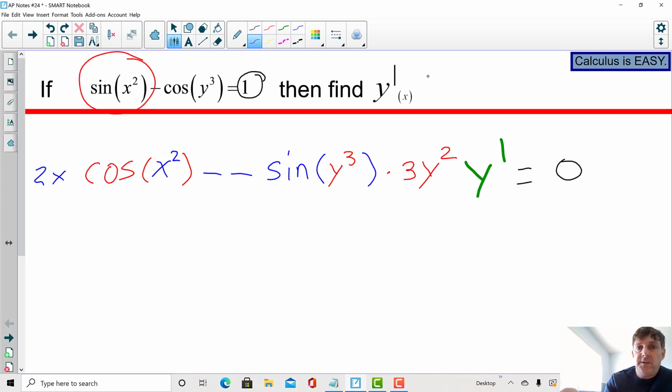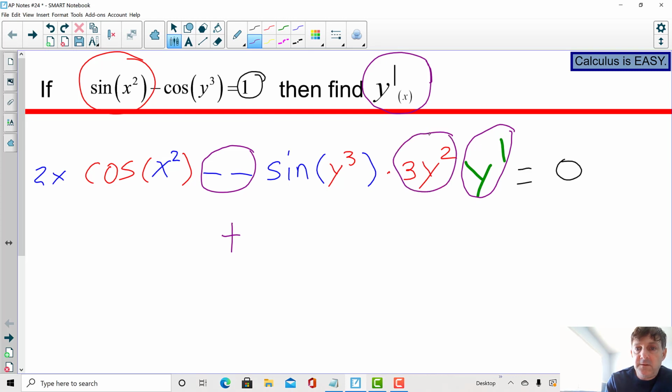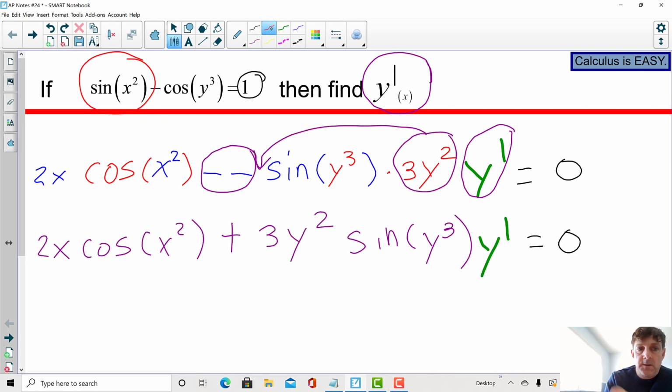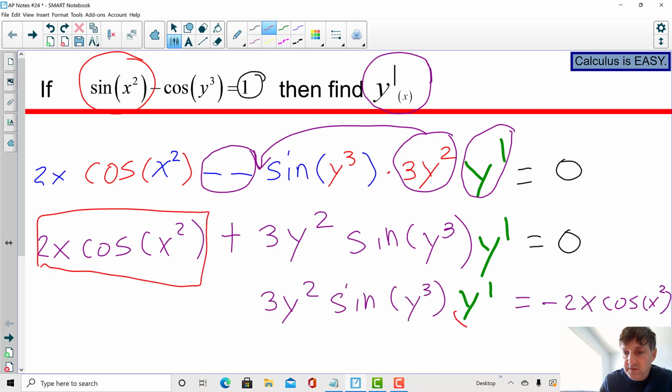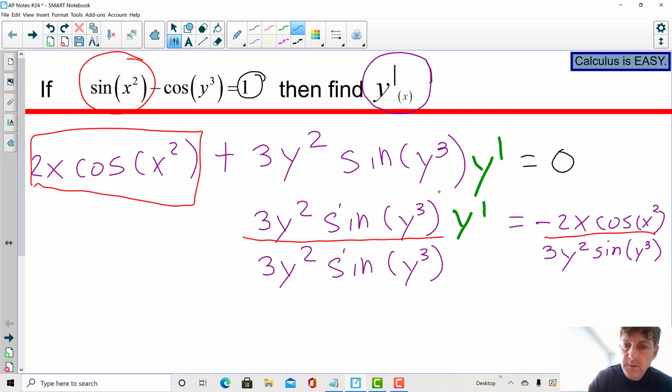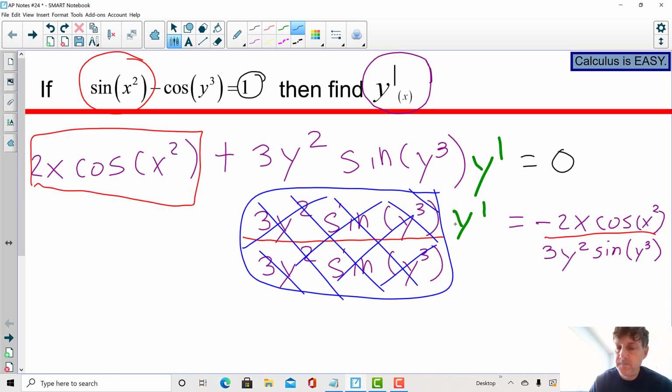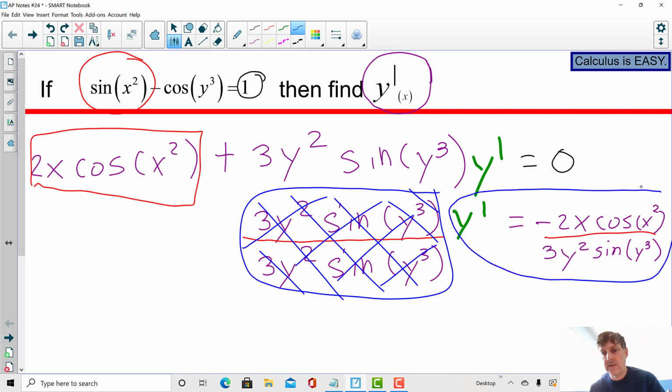If you look at the original question, it says find y prime. So here's our y prime. It's sitting right here. So we just need to solve this for y prime. You'll notice we have minus a negative, so that's going to be a plus. I'm going to go ahead and move this to the beginning here. Now I'm going to want to subtract this from both sides. Again, I'm still trying to solve for y prime, which is right here. So all I need to do is divide both sides by all this stuff right here. Okay, all of this stuff right here is going to cancel. And we're left with y prime equals this fraction right here. And that's it.